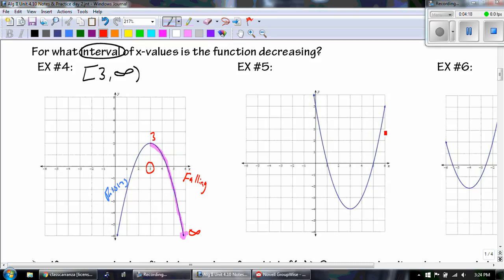And it changes. Once again, you need to look at the graph from left to right. On the left side is where we're falling, and on the right side is where it is rising. So where am I falling? I start falling at negative infinity, and then I stop at 3. So the interval for that would be negative infinity to positive 3.